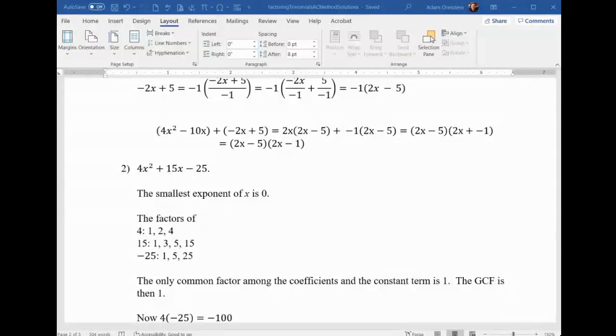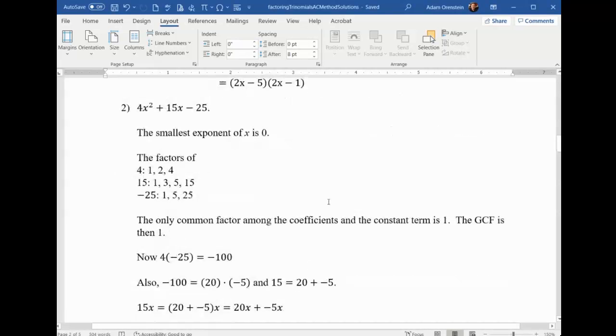So now we're going to handle number 2. Here we have 4x squared plus 15x minus 25. Just like above, since we have a non-zero constant term, the smallest exponent of x is 0.